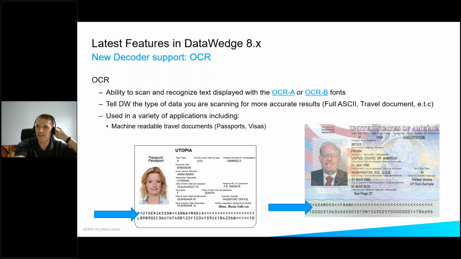But these fonts are designed to be easily read by machines. And so we're reading those fonts, and the way it works is you enable these decoders, either OCR-A or OCR-B, and the links actually point to more detailed information about what each of these decoders can encode. Some are just numeric, or you can have full ASCII, depending on the type of font that you're choosing.